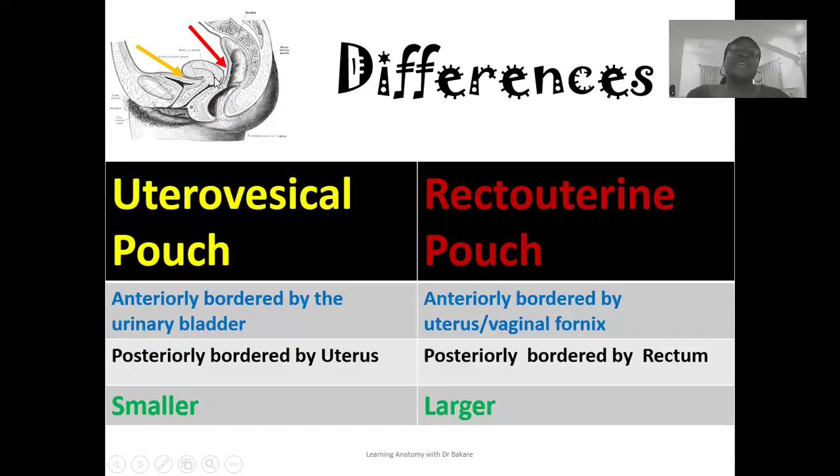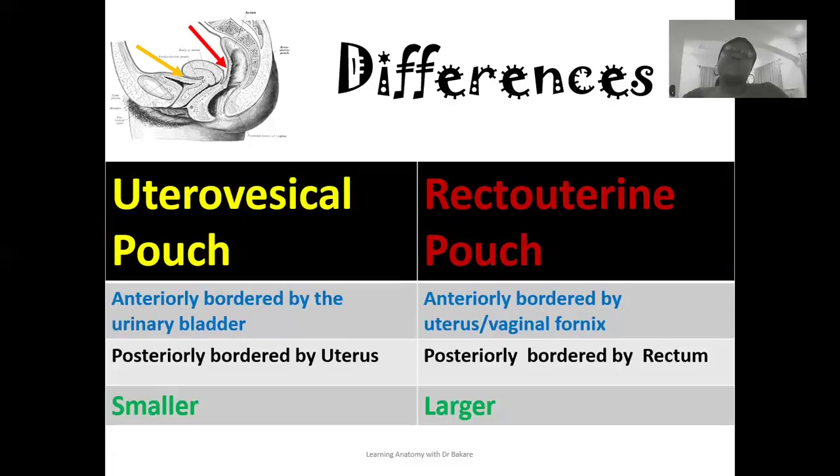Then the next difference is the structure that forms the posterior alignment of these two pouches. For the uterovesical pouch, in the posterior region, the structure that you have is the uterus. Remember when we started, we said that the uterovesical pouch is located between the urinary bladder anteriorly and posteriorly we have the uterus. Then for the rectouterine pouch that is located behind the uterus, the structure that you have posterior to it is the rectum. And this is where you have the rectum here. So you see that these two pouches are bounded anteriorly and posteriorly by different structures.